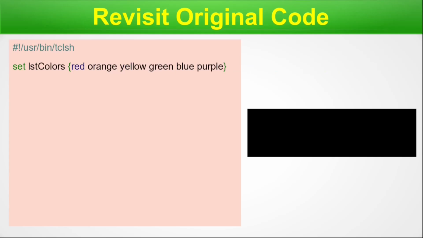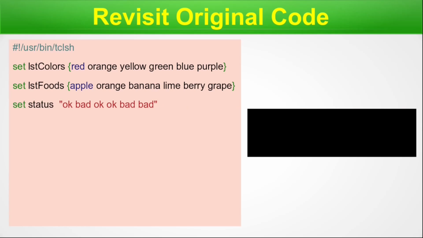So our code starts with the #!/usr/bin/tclsh. Next, we have the first list. The first list is a list of colors, like we have 6 colors here: red, orange, yellow, green, blue, purple. Next, we have the list of foods, that is apple, orange, banana, lime, berry and grape. 6 fruits are there. Now there is a third list, which is the status, that is okay, bad, okay, bad, bad. You can see each of them contains 6 elements.